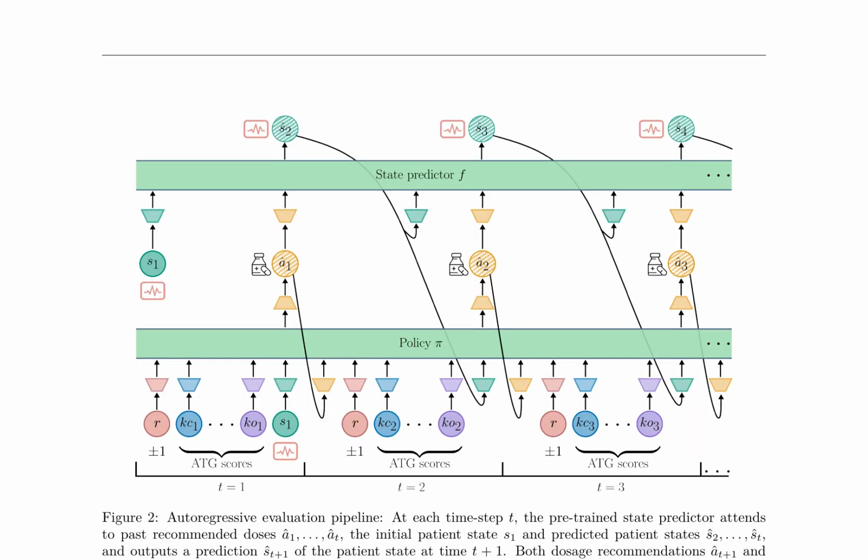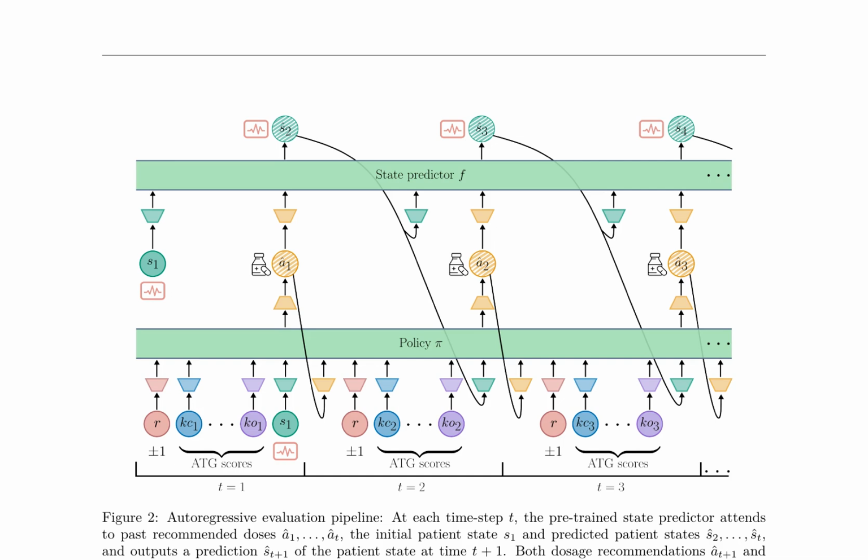The autoregressive evaluation pipeline, as depicted in Figure 2, leverages a pre-trained state predictor to generate predictions of patient states at each time step T. This predictor integrates past recommended doses, initial patient states, and predicted patient states to output a prediction of the patient state at time t+1. Both dosage recommendations and predicted states are fed back to MeDT to simulate treatment trajectories with multiple sequential decisions. Off-policy evaluation, OPE, plays a pivotal role in learning optimal policies.